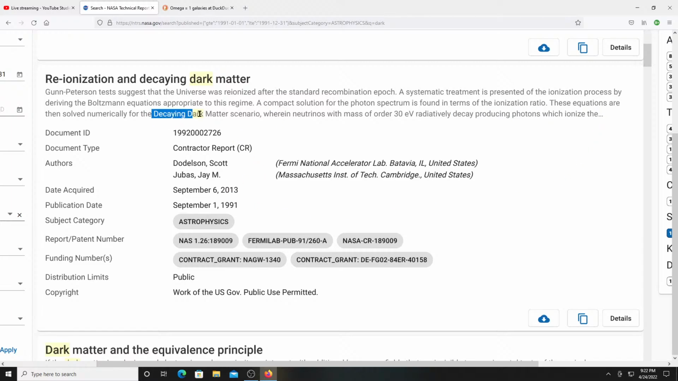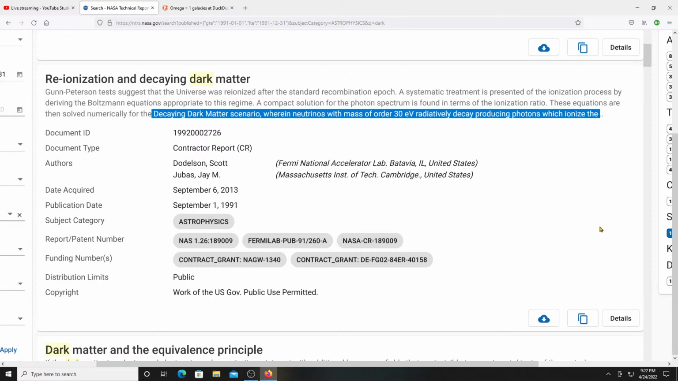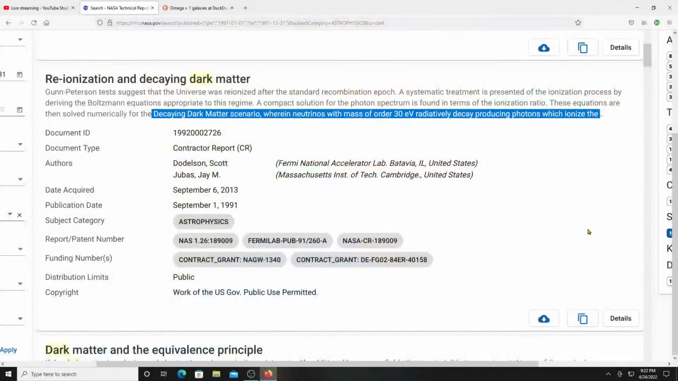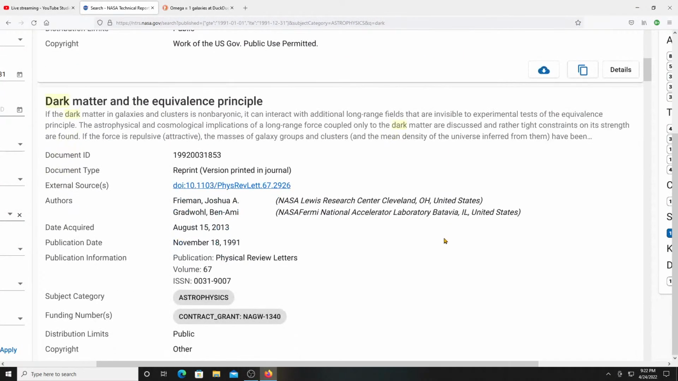For the decaying dark matter scenario, wherein neutrinos with the mass of order 30 eV radiatively decay, producing photons which ionize. So we got a lot of ionization of the atmosphere. We do a ton of ionization. We really do. You all look at this. It's dark matter. This is from 91.